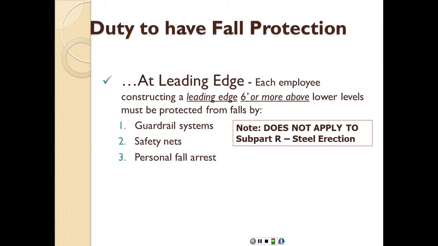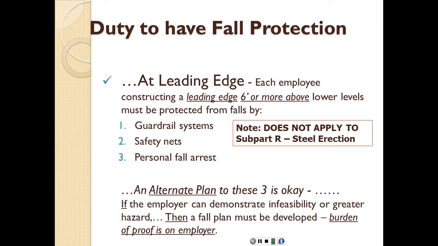So duty to have fall protection at leading edge. Each employee constructing a leading edge 6 feet or more above lower levels must be protected from falls by guardrail systems, safety nets, or personal fall arrest, PFAS, personal fall arrest system. This does not apply to Subpart R, steel erection. We're going to talk about that later on.